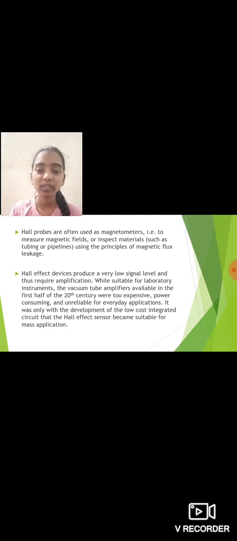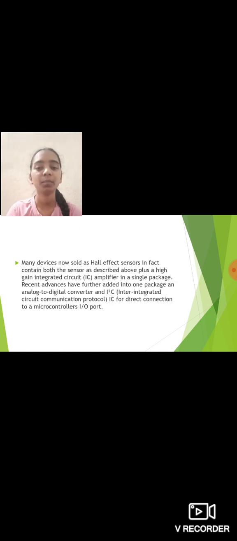It was only with the development of a low cost integrated circuit that the Hall effect sensor became suitable for mass applications. Many devices now sold as Hall effect sensors in fact contain both the sensor as described above plus a high gain integrated circuit amplifier in a single package. Recent advances have further added into one package an analog to digital converter and I2C for direct connection to the microcontroller input port.